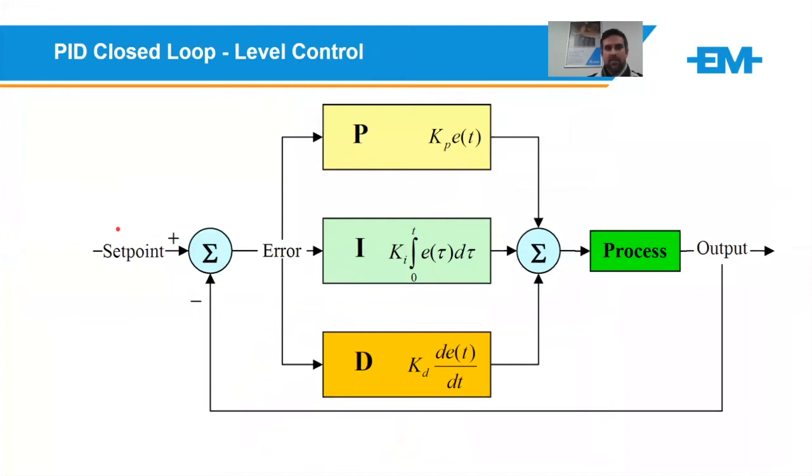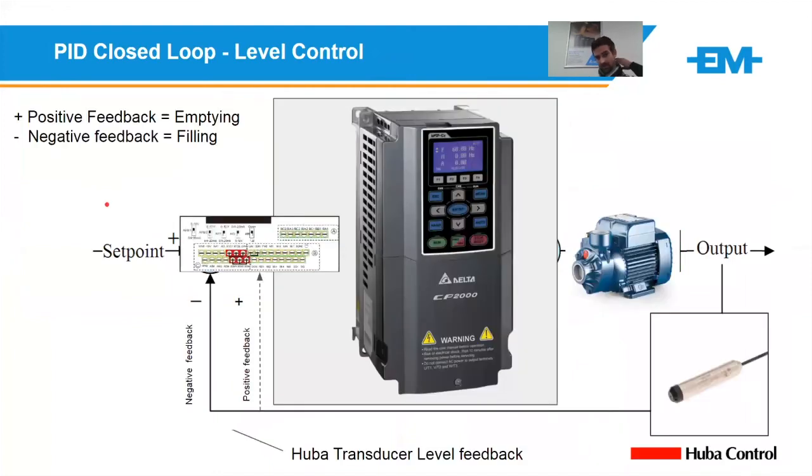So again, PID, this time with level control. By simply setting the PID to what they call negative feedback or positive feedback control loop, we can easily change the drive's application to an emptying application or a filling application. So are we emptying out the tank or are we filling up the tank? That's easily achievable just by changing one parameter in the drive to emptying or filling. Positive feedback, as it's called, is normally related to emptying of a vessel, and negative feedback would be to fill up the vessel.